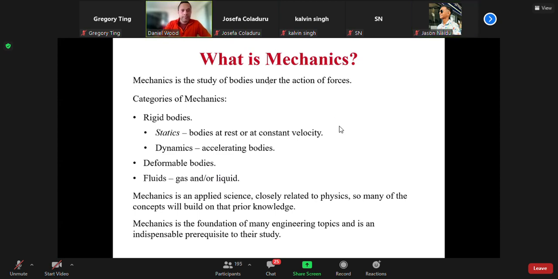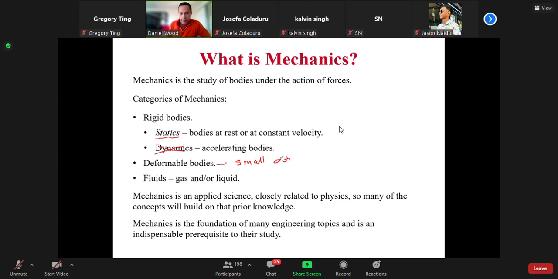So typically that's what we're going to be doing, guys. We're looking at statics. We're not looking at accelerating bodies, dynamics in the traditional sense of it. Now, typically we are looking at deformable bodies in the sense of small deformations, okay? So deformable bodies in the sense of small.